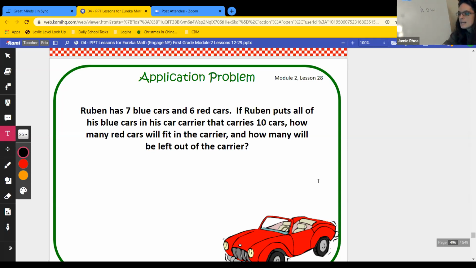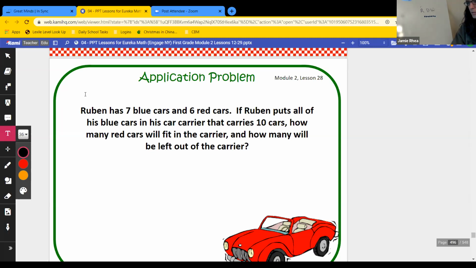Okay, we've read. Now let's look back and see if there's anything we can draw, okay? Ruben has 7 blue cars and 6 red cars. Okay, now can we draw something? Yes, we can. Ruben has 7 blue cars. So let's draw 7 blue cars. 1, 2, 3, 4, 5, 6, 7. Oh, you know what? I drew 7, but did I do a very good job writing my 5 group rows? So I'm going to go back and I'm going to fix that.